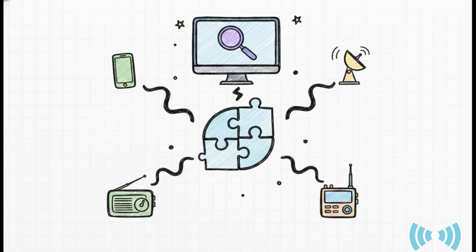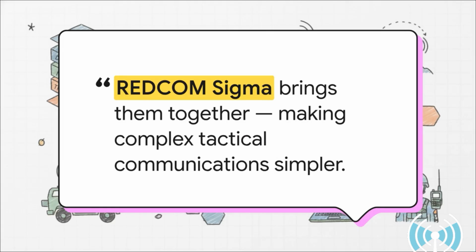Operators get a single pane of glass to monitor and patch all of this in real time. And hardware like the Sigma XRI serves as a tactical gateway, bridging legacy analog nets right into modern IP networks. Understanding modern tactical comms isn't just about memorizing an alphabet soup of acronyms, it's about recognizing how these architectural choices stack to create true mission flexibility.